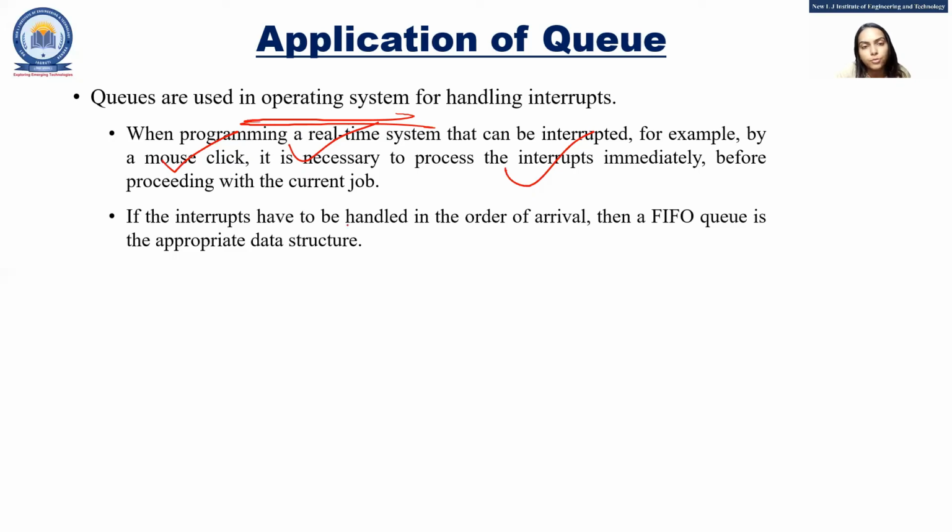If the interrupts have to be handled in the order of arrival, then a FIFO queue is the appropriate data structure for it. So students, in this topic, we have gone through different kinds of queues. We have seen what queues are, what the algorithms for queues are, how to insert and delete data, how queues can be implemented, which data structure is used to implement queues, and what the different types of queues are. That is, we have gone through the circular queue, priority queue, and double-ended queue. And we have also seen the applications of queue in this topic.